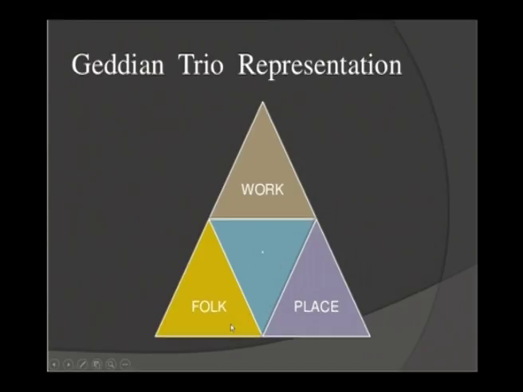So, these three elements are the basic Geddesian trio representation: folk or people, place in which they work as well as go for recreation, and finally work. This is the Geddesian triad that he came up with, and these three elements and the relationship to each other is what decides the character of any urban scenario.